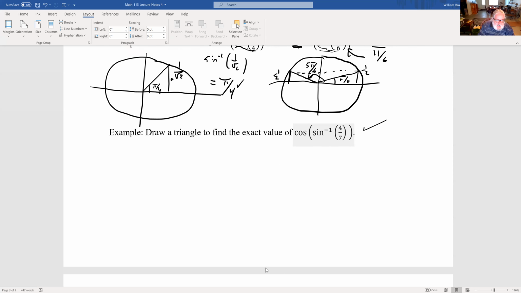Here you have to remember that sine equals opposite over hypotenuse.